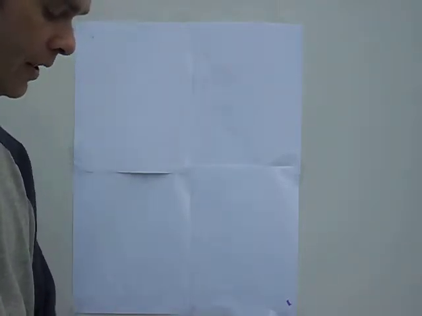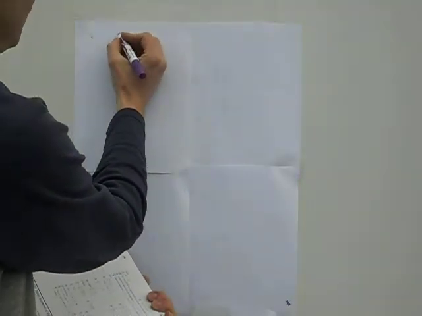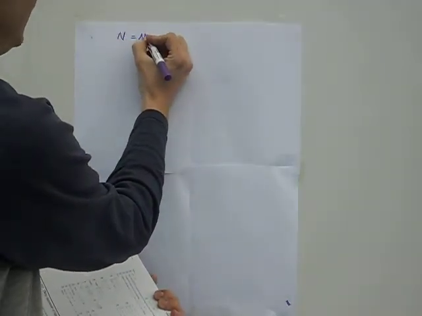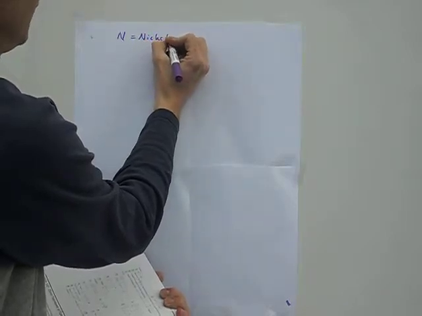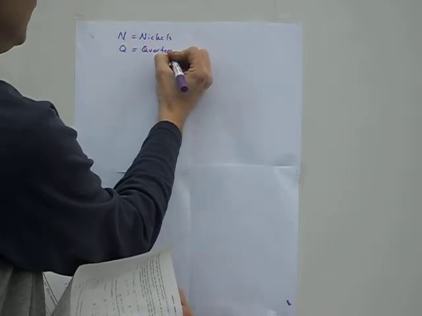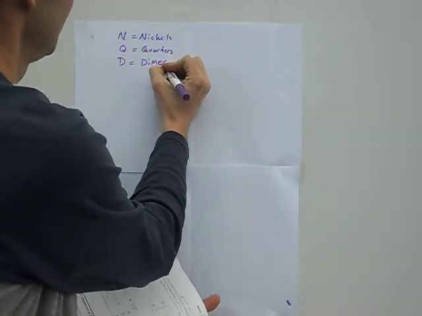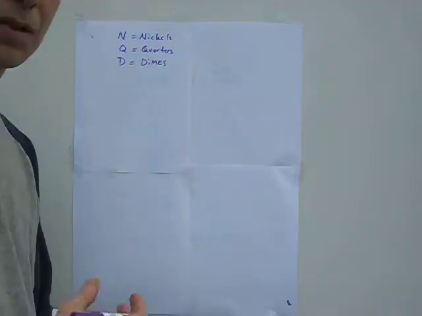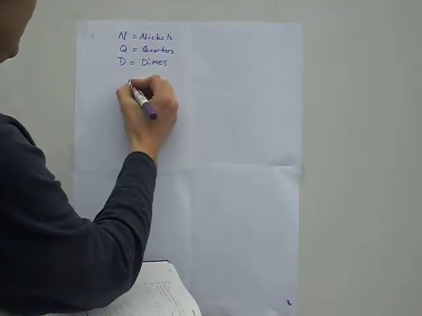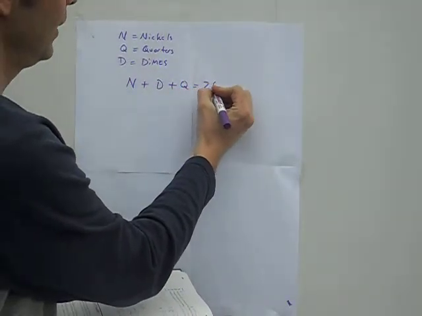So example 111 says there were 26 nickels, dimes, and quarters in all. So let's look at this. We use n to equal number of nickels, and q to equal number of quarters. I guess I forgot dimes. So d to equal number of dimes. So the number of each of these is 26, the total sum. So we have n plus d plus q equals 26.